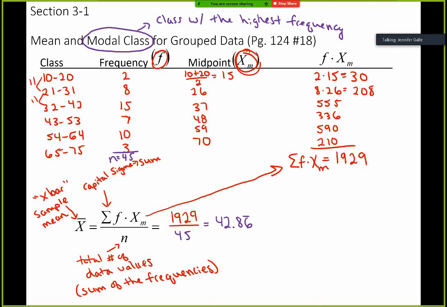And the winner for us, the highest frequency, is 15. So 32 to 42, this would be our modal class. So if you were asked for the modal class, you would just tell me 32 to 42. You don't have to try to label it any other way. That's it.